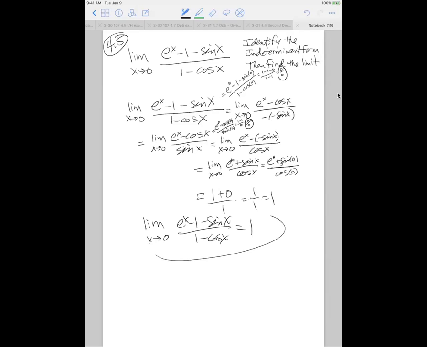All right? That's the idea of section 4.5: using the indeterminate form to determine that we can use L'Hopital's rule, and get the answer to the problem. Okay? Section 4.5, make sure you try it and keep it going. Let me know if you've got any questions.